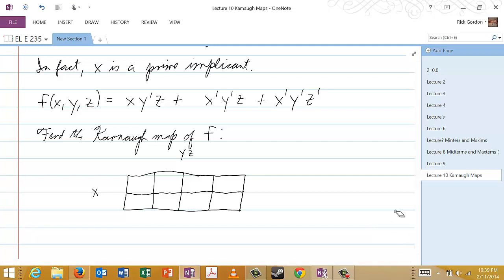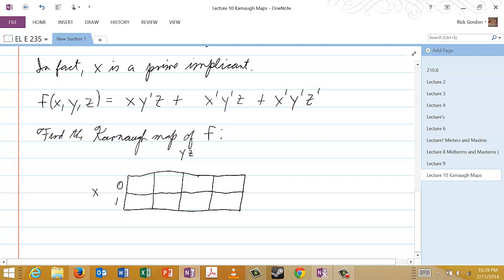Okay, so the first thing we do then is we figure out the number of cells we need in our Karnaugh map, and in this case that will be 2 to the third power, or 8. And I'm labeling x over here on the left, y and z on the top, and now we need to put in some numbers.